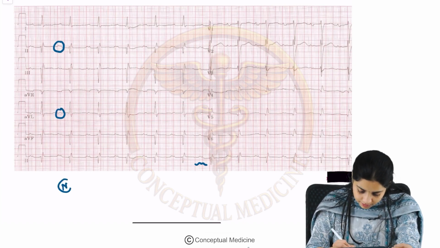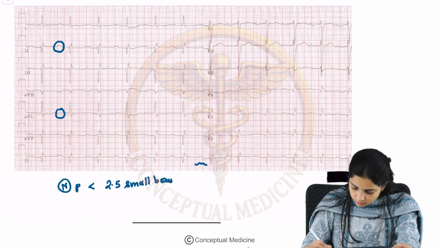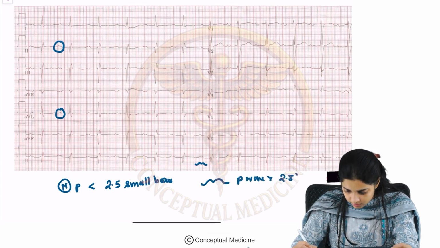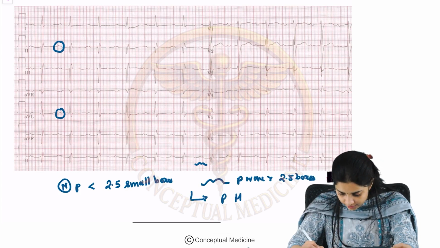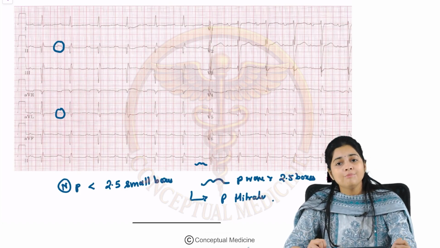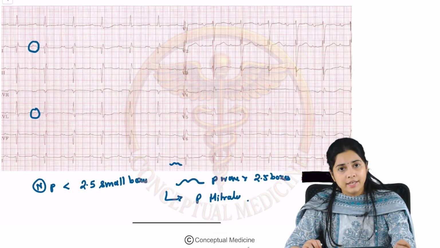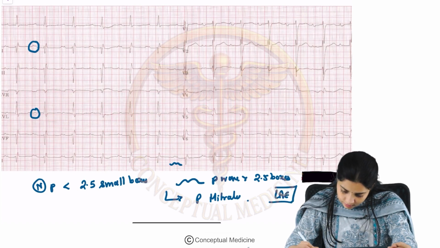A normal P wave is less than 2.5 small boxes. If there is a wide P wave, a P wave of more than 2.5 small boxes, this is what we call the P mitral. P mitral is basically a finding which is suggestive of left atrial enlargement.